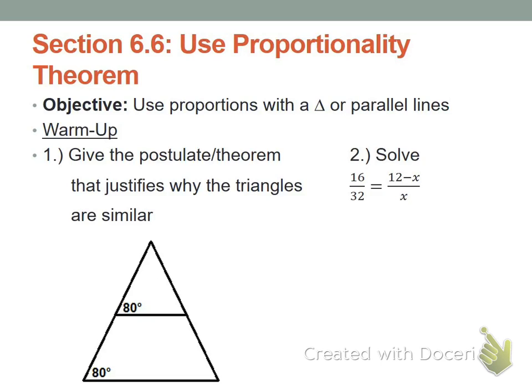For our first warm-up, give the postulate or theorem that justifies why the triangles are similar. Taylor? Angle is our natural choice, partially because we weren't given any sides. Angle similarity. We've got those 80-degree angles, and then the angle at the top would be in common for both triangles. So by the reflexive property, it would be congruent to itself. We may not know what the angle measures are, but we do know that they're congruent. Questions about number 1?